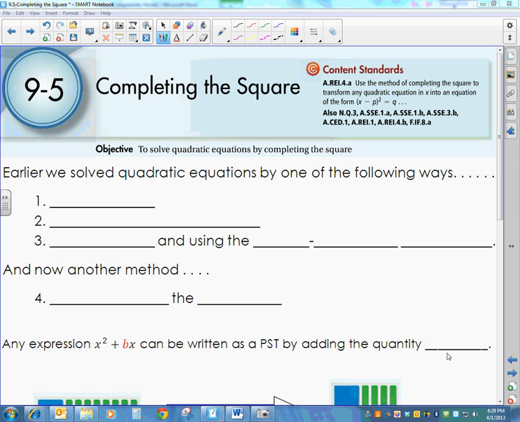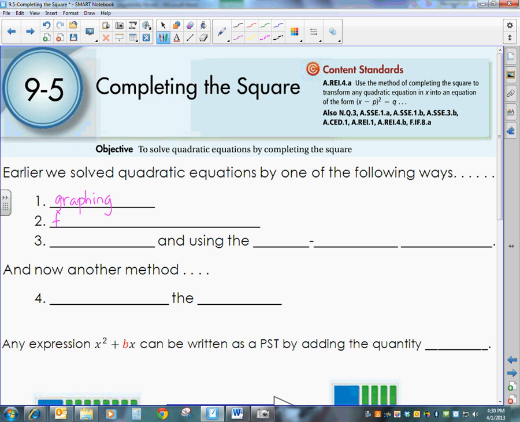Today we're talking about completing the square. So again, we're going to review the methods that we have used previously to solve quadratic equations. First off, we would graph the related function and find out where the function crosses the x-axis. And where it crosses the x-axis were our solutions.